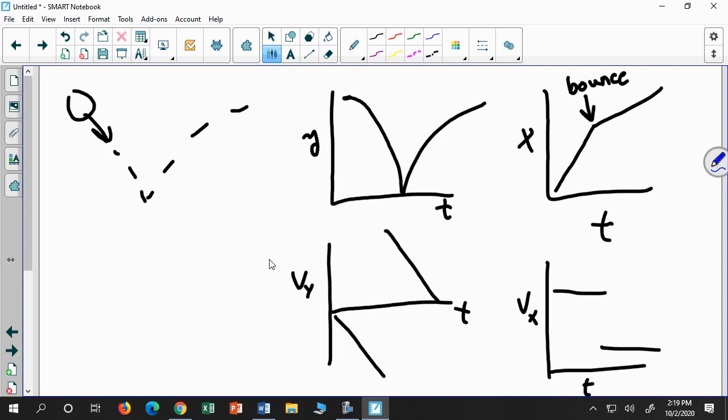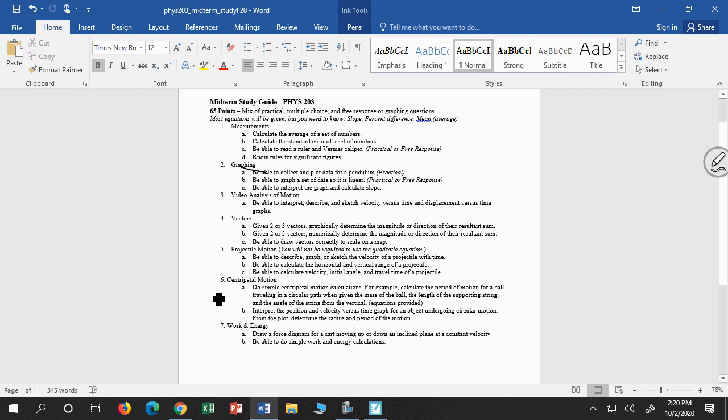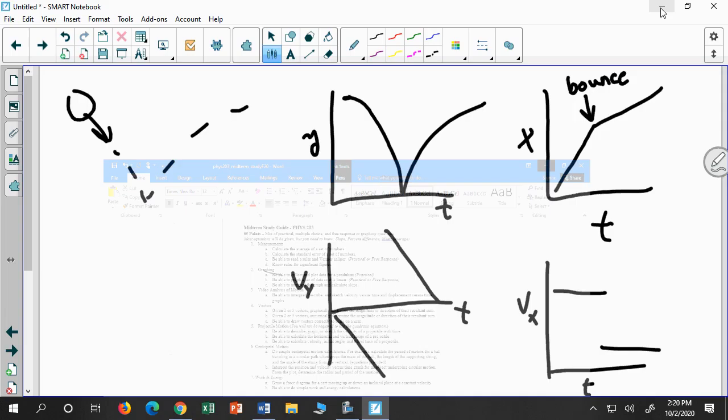All right. Can I go from here? The next one has to do with centripetal motion. And Dr. Verma, my wife and I, we talked about it. Oh, no, I'm sorry. Let's do vectors. We'll do vectors first. Yeah, vectors.